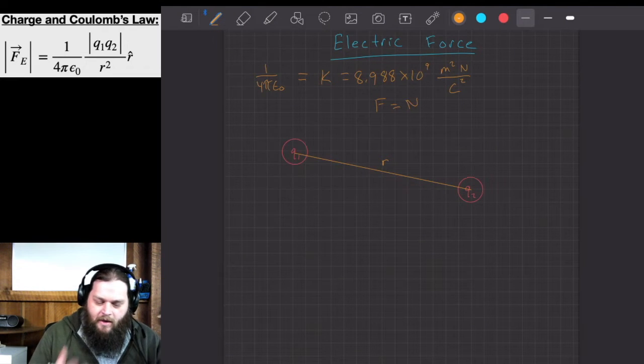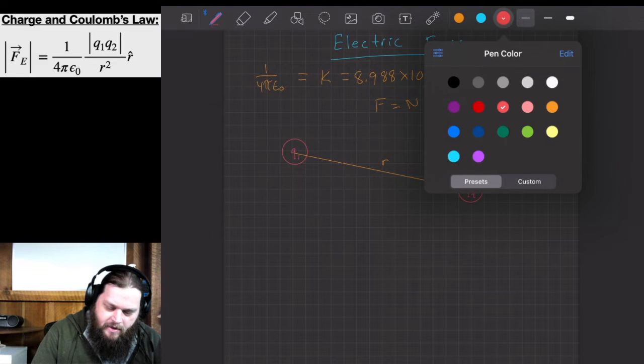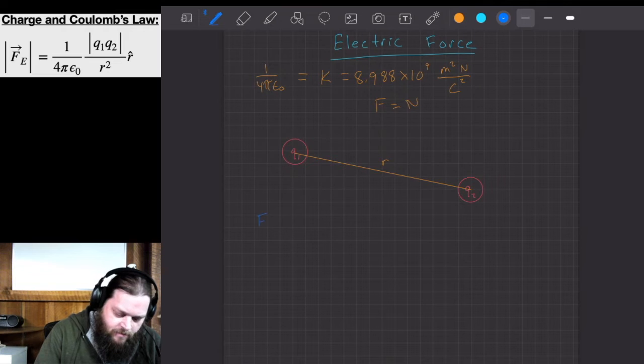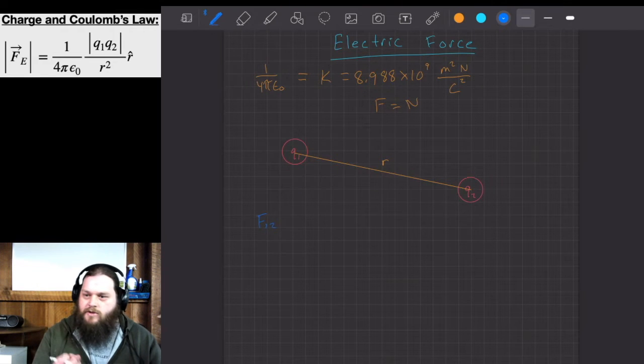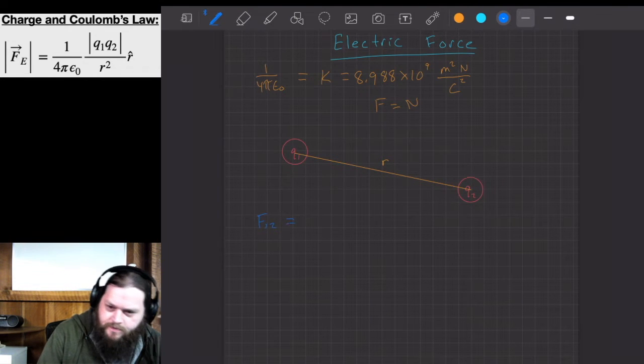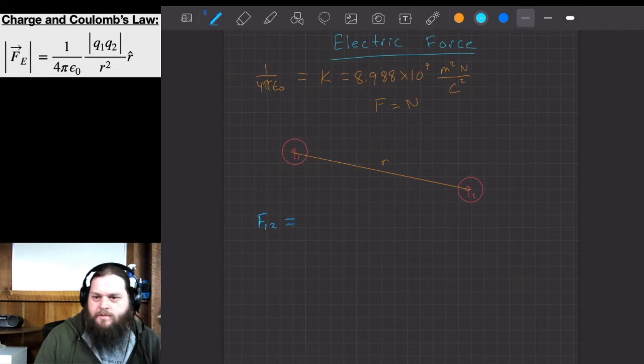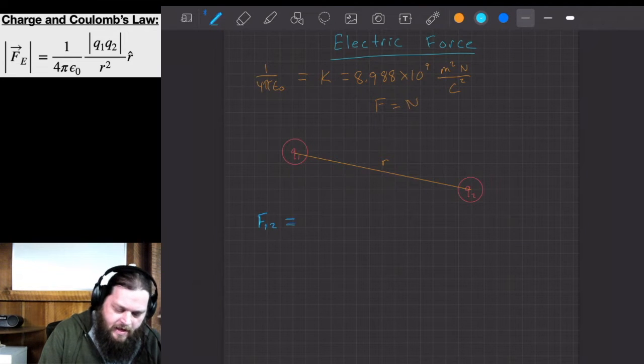So when we calculate the force for these, we want to draw a free body diagram. I'm going to do that next. If we're going to talk about the force from 1 to 2, so the force of charge 1 on charge 2, that's going to be equal to K, that K value I wrote up there, times the charge Q1 times the charge Q2, all divided by that distance squared, R squared.